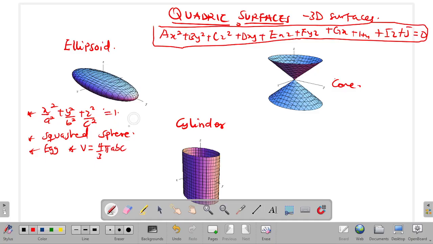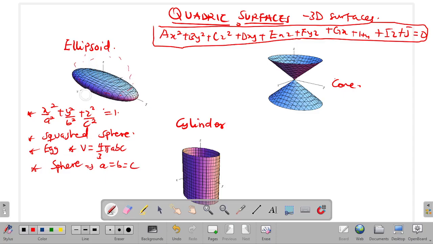An ellipsoid always has three perpendicular axes of symmetry, and there are types of ellipsoid. A sphere is a perfect ellipsoid. A sphere is when the axes a, b, and c are all equal. If a, b, and c are equal, I have a perfect sphere instead of the squashed sphere.